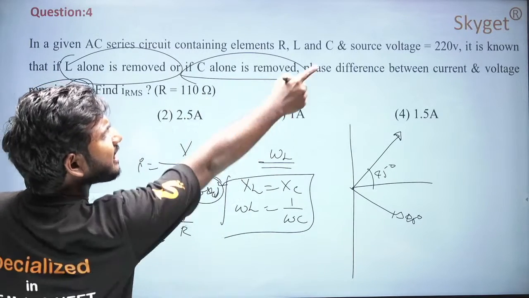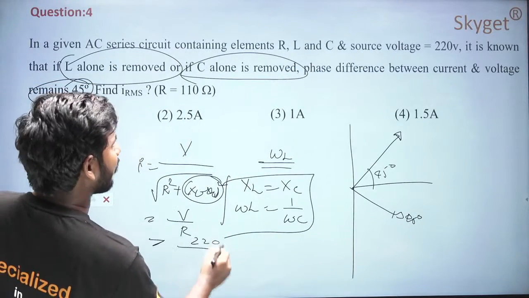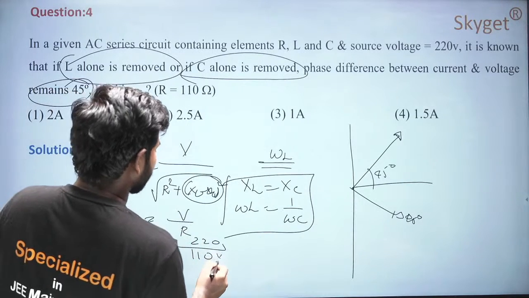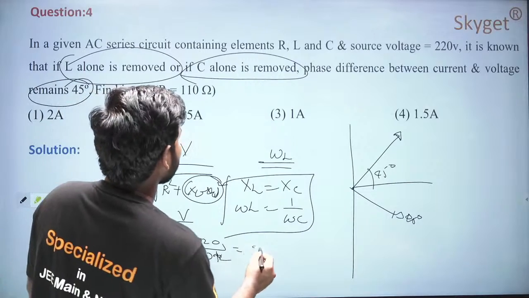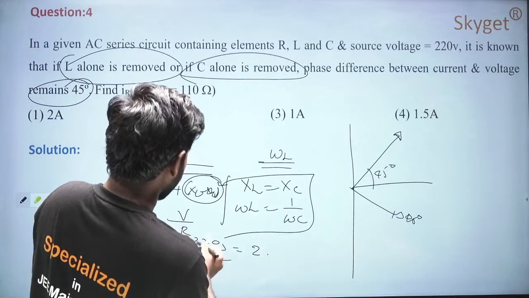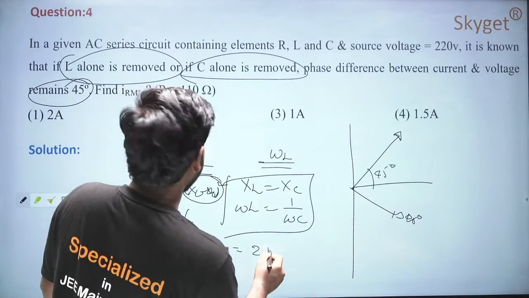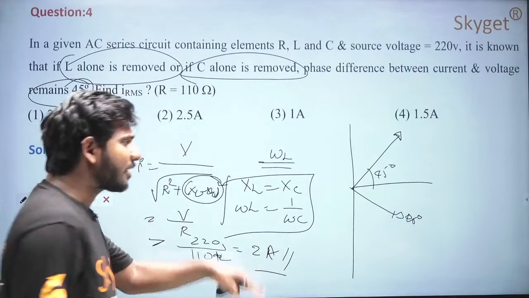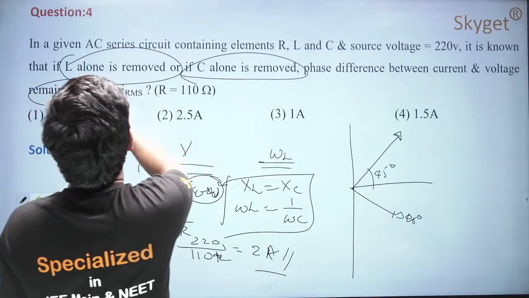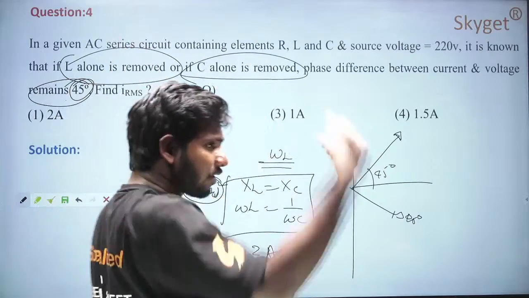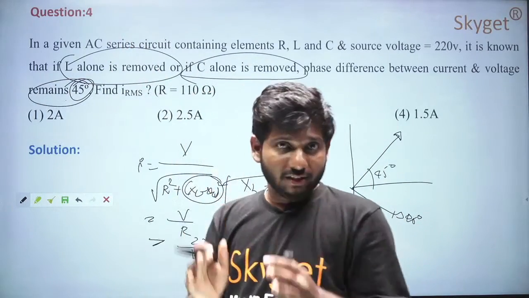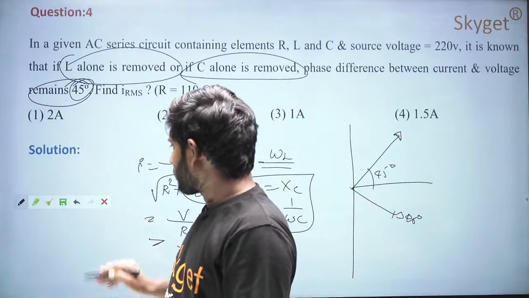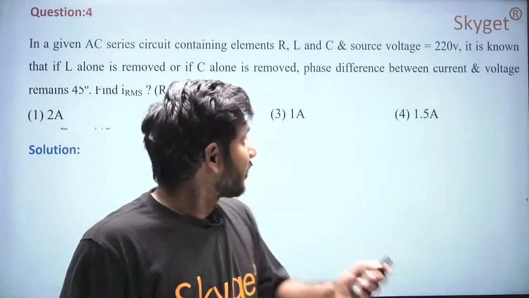What is the potential difference here, students? From here it is a cakewalk, it is 110 volts, 110 ohms. Then the answer will be 2 amperes. This is an obvious question just from this hint of 45 degrees. When L or C is removed, you should be able to understand this is a resonant circuit, in resonance.